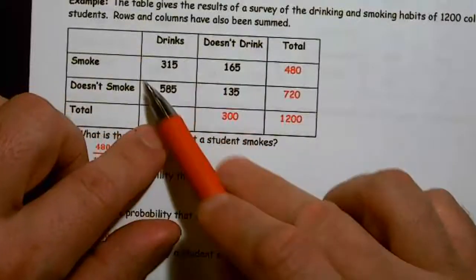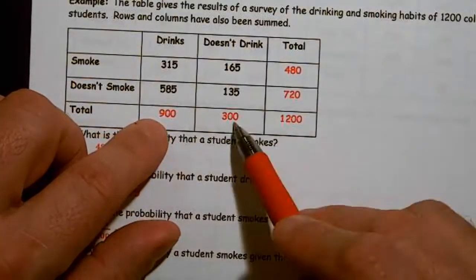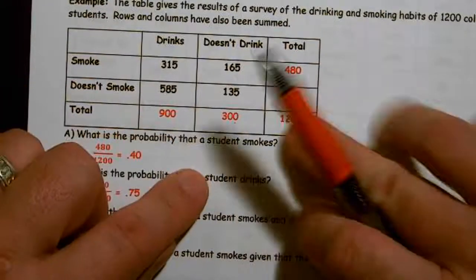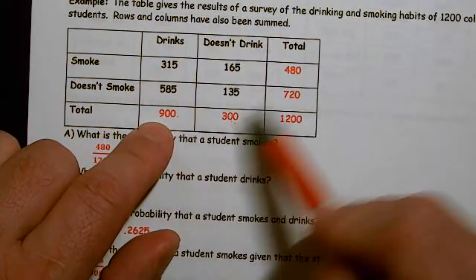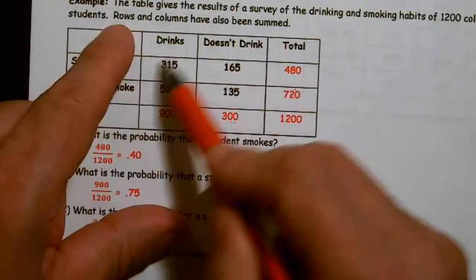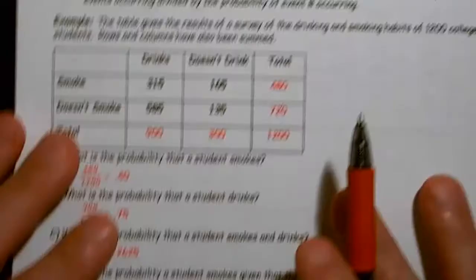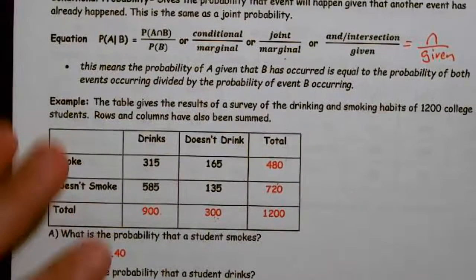The numbers marked in black are the joints, and the ones in red, with the exception of the total, are the marginals. So this is a marginal, this is a marginal, this is a marginal, this is a marginal, and these are my joints. Okay, so let's go back.